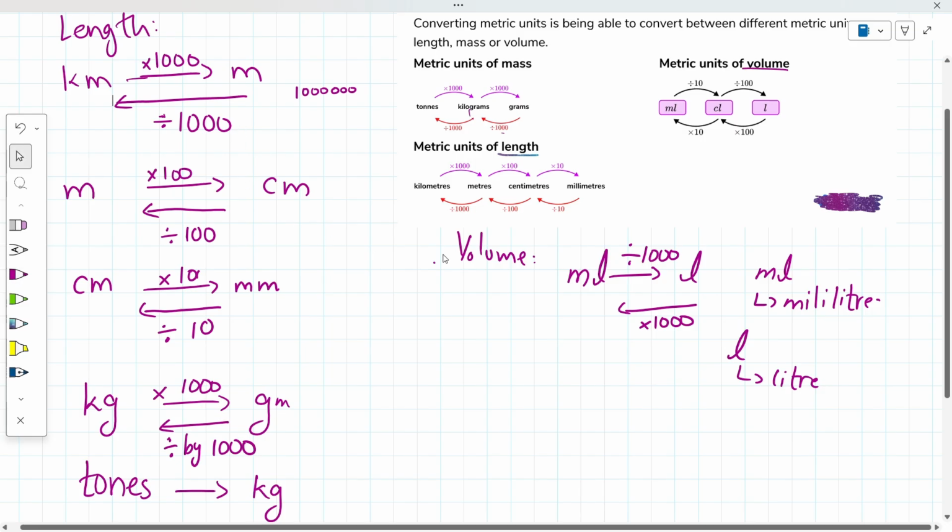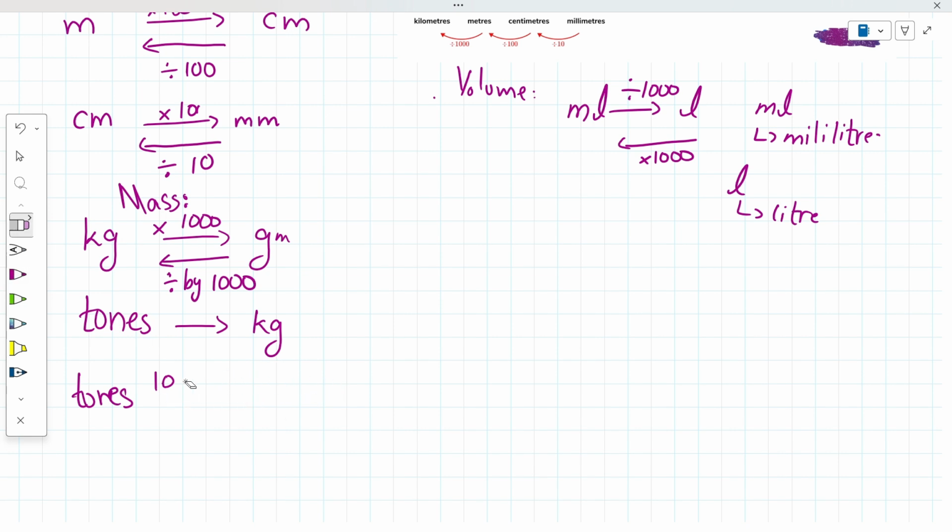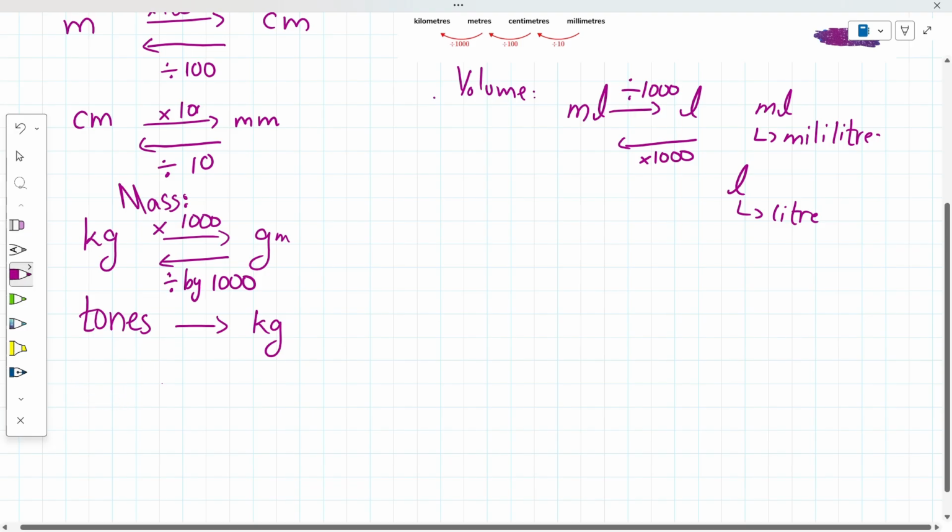Now if we are talking about mass, the unit of mass is the kilogram, kg. From kg to gram we multiply by 1000, and from gram to kg we divide by 1000. Okay, so if you are talking about tons, I think I should erase this for now, which is not necessary here.